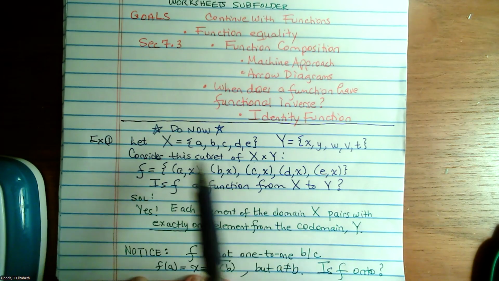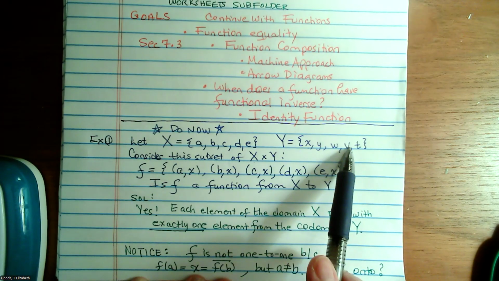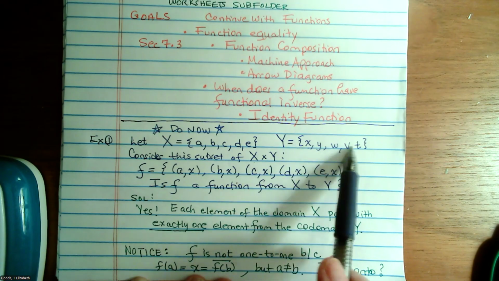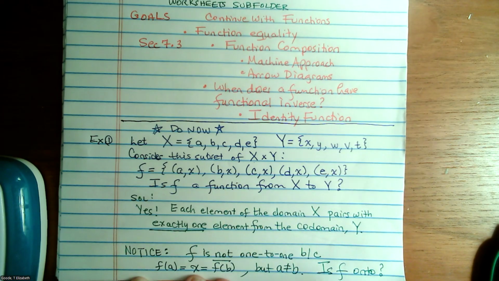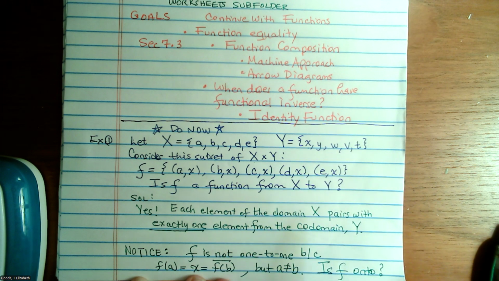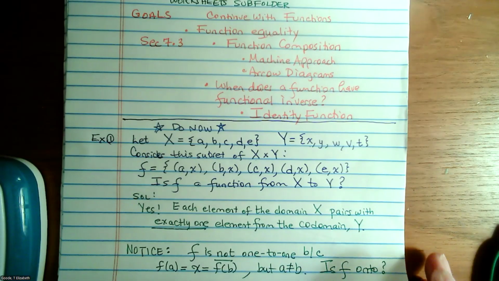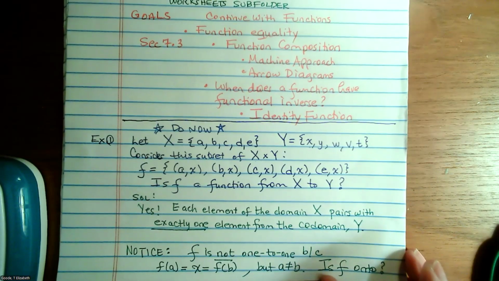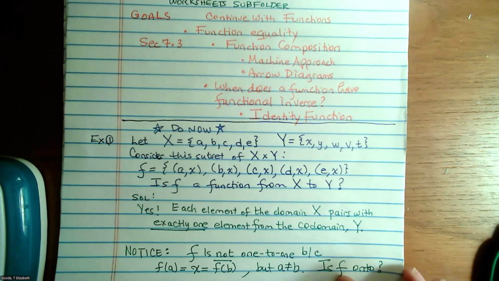In other words, the arrows that shoot into Y, like the target, the codomain is the target. Those arrows would have to hit each and every one of those elements at least once for F to be onto. And they don't hit Y or W or V or T, right? So if you drew a picture, it's about as far away from being onto as it could be.